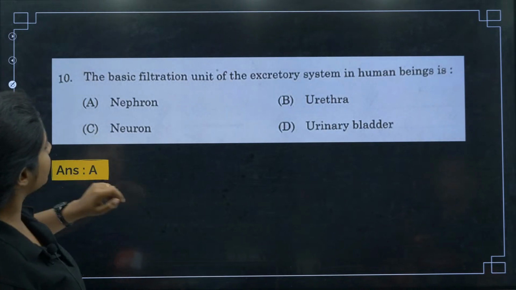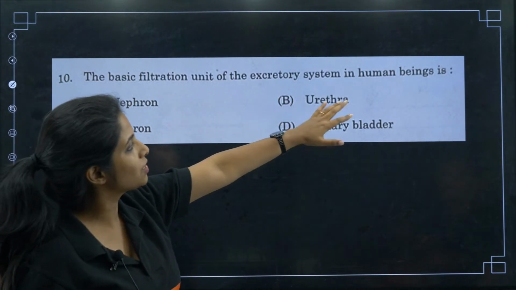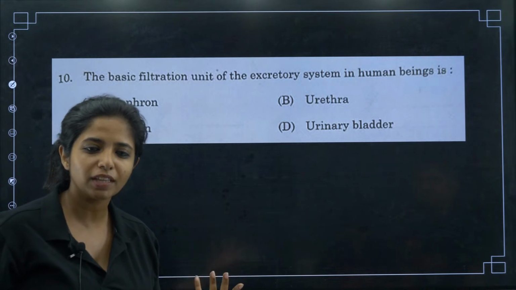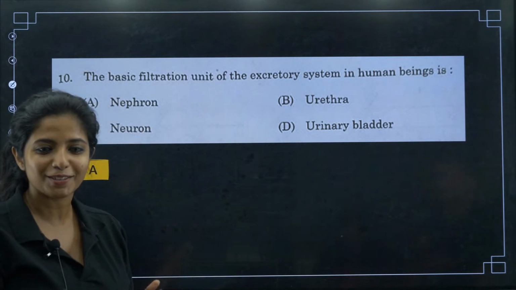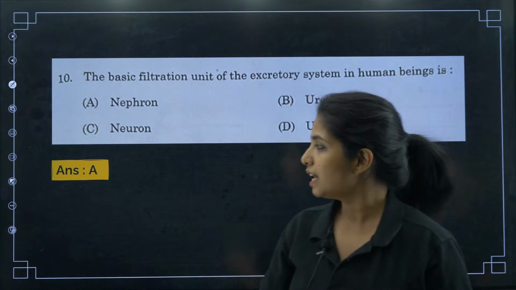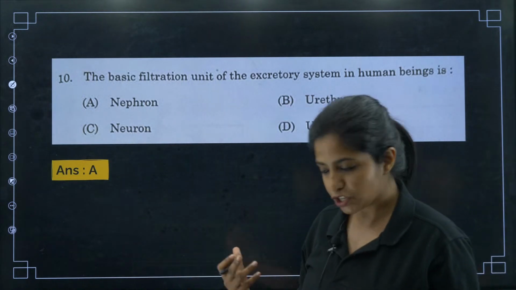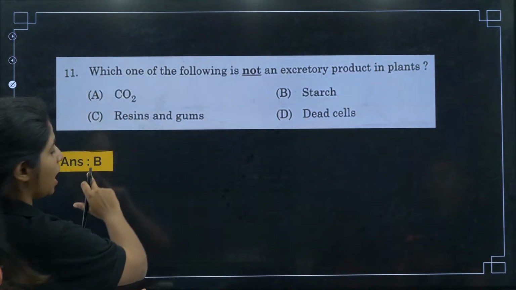Going ahead with the next one: the basic filtration unit of the excretory system in human beings is... I don't even know why they gave this question, probably for giving you extra marks, right? So the basic filtration unit is none other than the nephron, my dear children. Okay, going ahead, that is answer A.